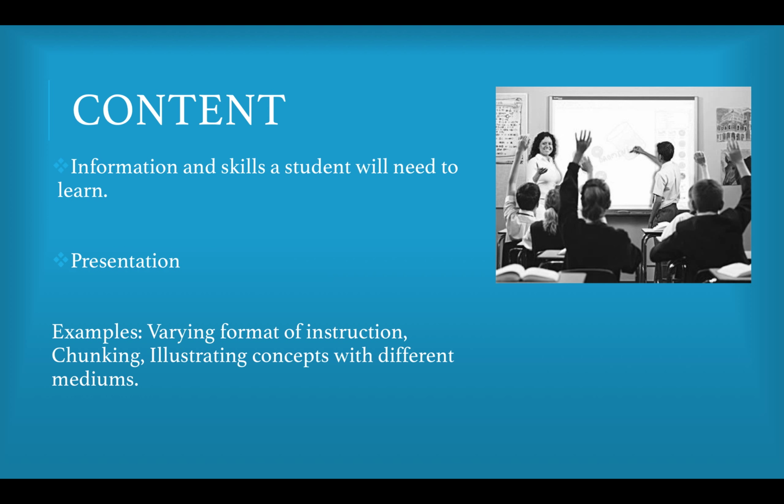Differentiation can be applied to the following areas. Content. The information and skills a student will learn and how the student will receive this knowledge. The presentation of the content is an essential aspect of how each student will process and understand the information. Examples of ways to differentiate content are providing varied formats of instruction, chunking material into smaller sections for comprehension, and using smartboards, diagrams, videos, and other mediums to illustrate concepts.